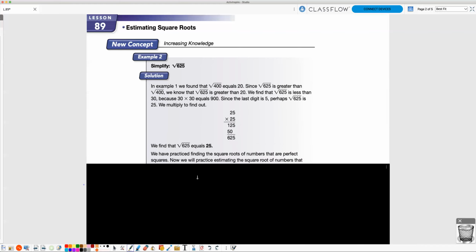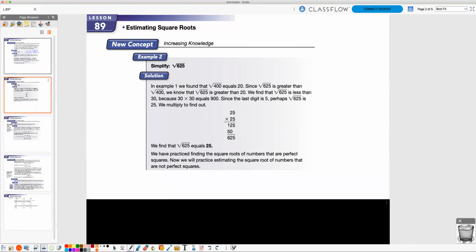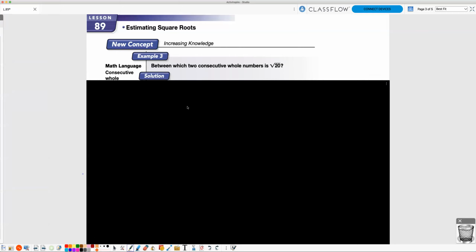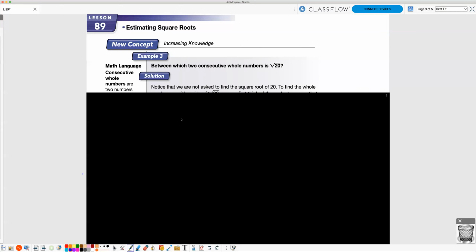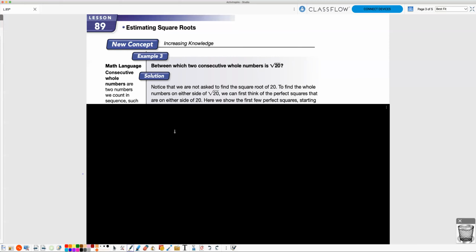So we have practiced finding the square roots of numbers that are perfect squares. Now we will practice estimating the square root of numbers that are not perfect squares. So in example 3, between which two consecutive whole numbers is the square root of 20? Notice that we are not asked to find the square root of 20. To find the whole numbers on either side, we can first think of the perfect squares that are on either side of 20.